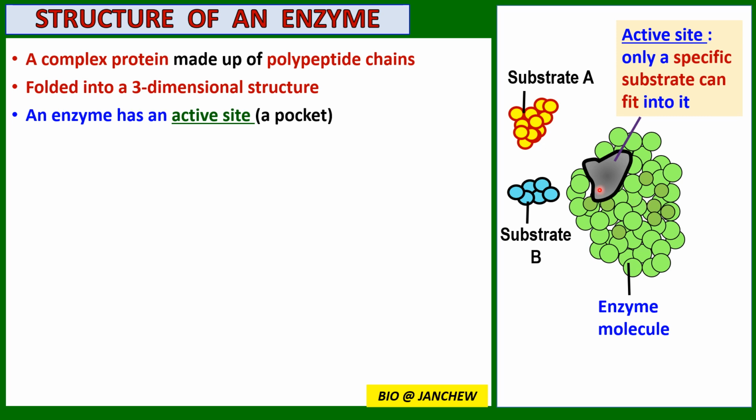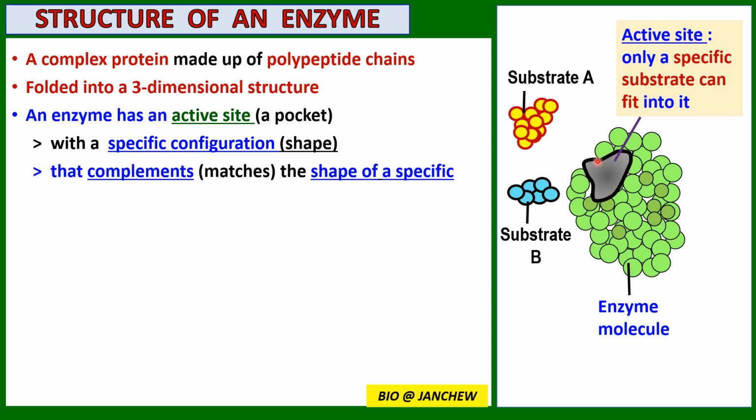Okay, it's called an active site or a cleft with a specific configuration or shape, like this shape here. Okay, this is the active site with a specific shape that complements or matches the shape of a specific substrate molecule. Okay, so here we see two substrates, substrate A and B. Now, which one do you think has a shape that matches or complements the shape of the active site? Here, is it substrate A or B?